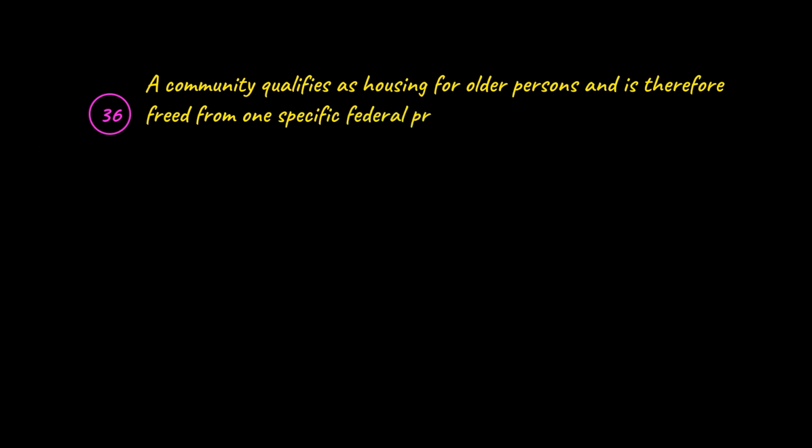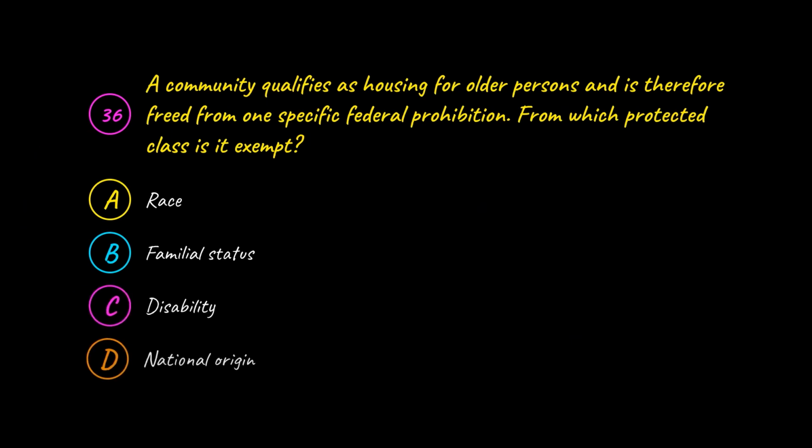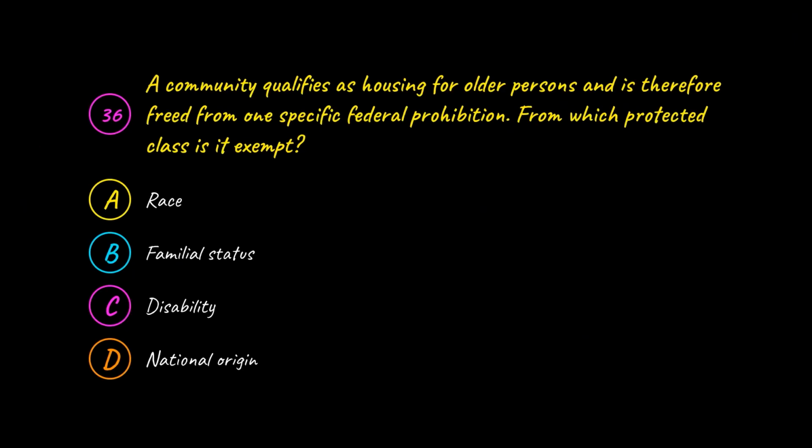Question 36. A community qualifies as housing for older persons and is therefore freed from one specific federal prohibition. From which protected class is it exempt? Your options are A. Race, B. Familial status, C. Disability, D. National origin. What's your answer? Commit to one before I continue.